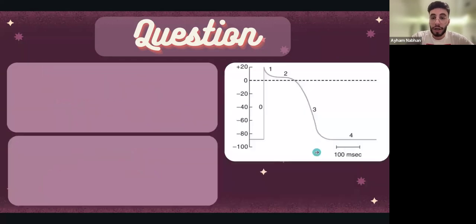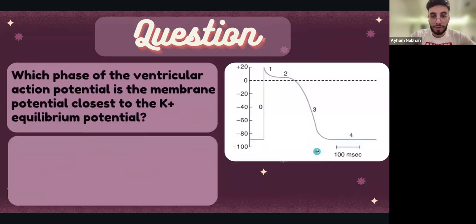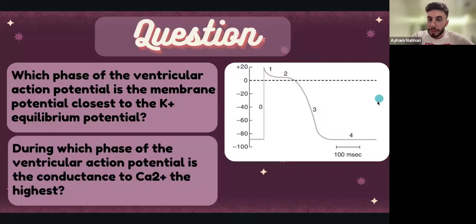That's correct. Okay, now we have two questions. Anyone wants to answer the first one? The first one says, which phase of the ventricular action potential over here is the membrane potential closest to the potassium equilibrium potential? I explained it in the first slides.